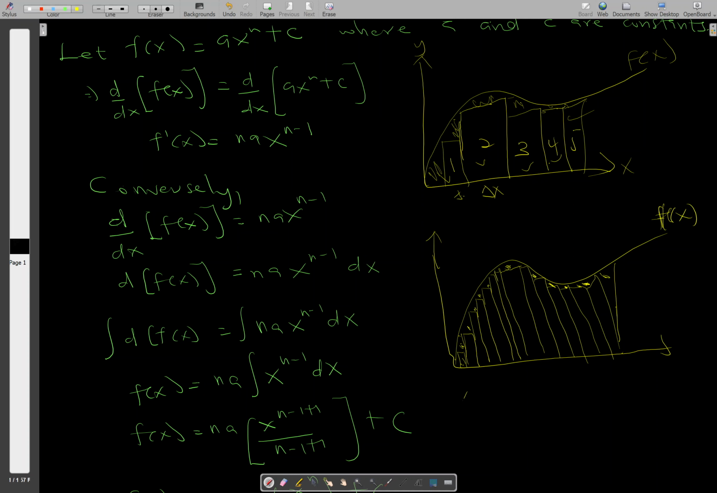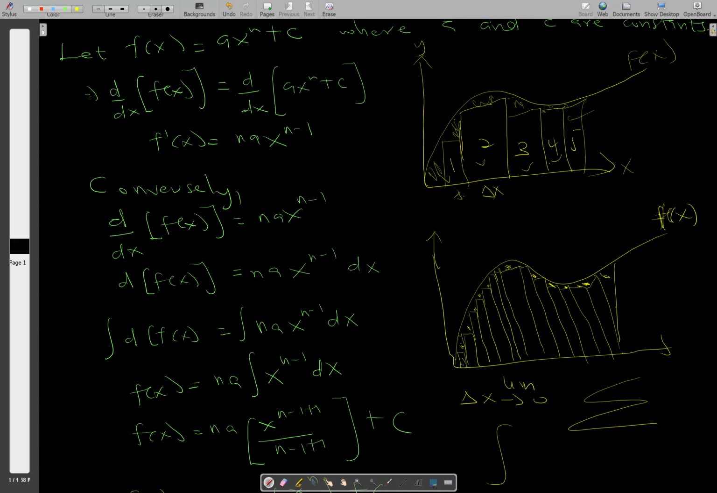Mathematically, we can say that as delta x approaches 0, our results get better and better. And as delta x approaches 0, it means that our delta x is instantaneous. Therefore, our sigma sign just changes into an integral sign. So integration is one of the easiest methods used to find the area under a given curve.